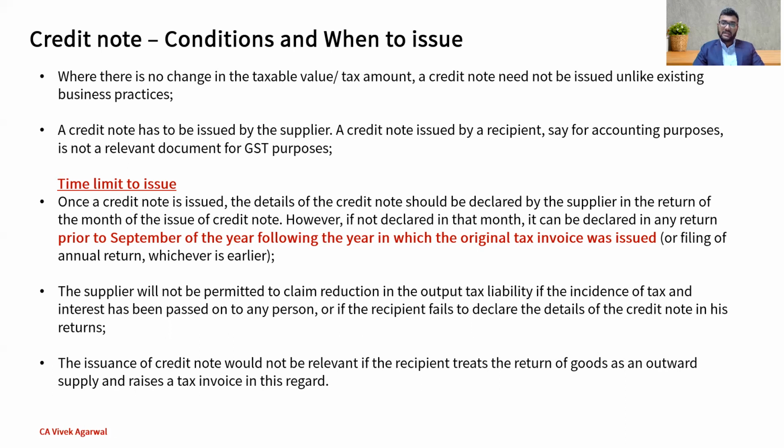So suppose I have sold the goods to my client, but the output tax liability which I have to pay, I have passed on to a different person, maybe a third party, or if the recipient fails to declare the details of the credit note in his returns, you will not be entitled to claim reduction in the output tax liability.